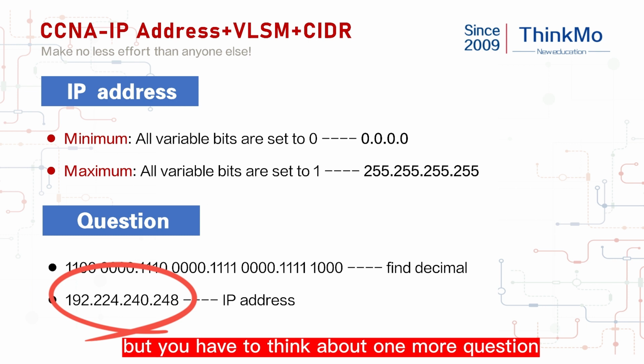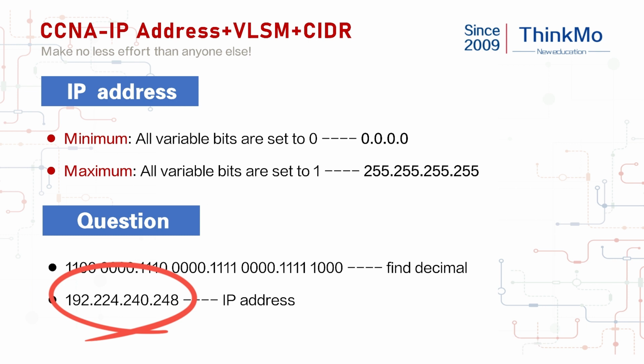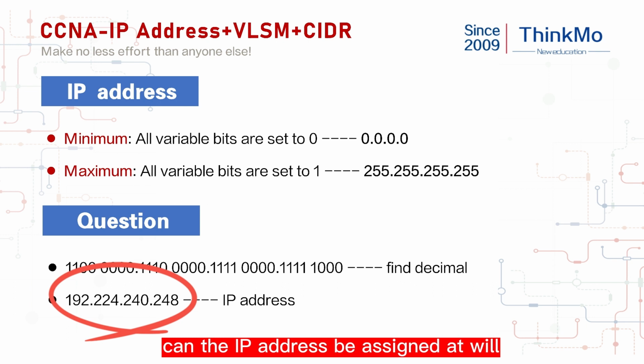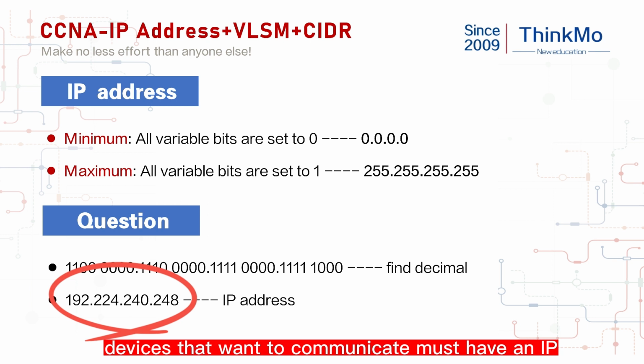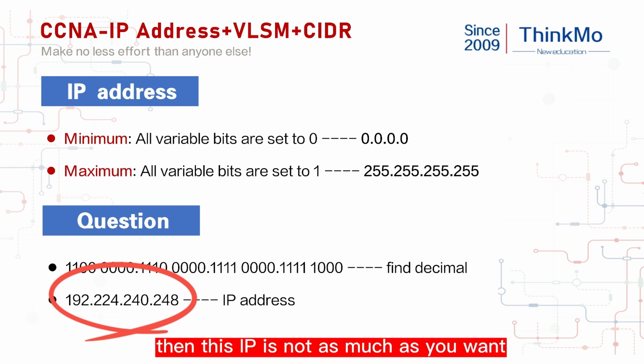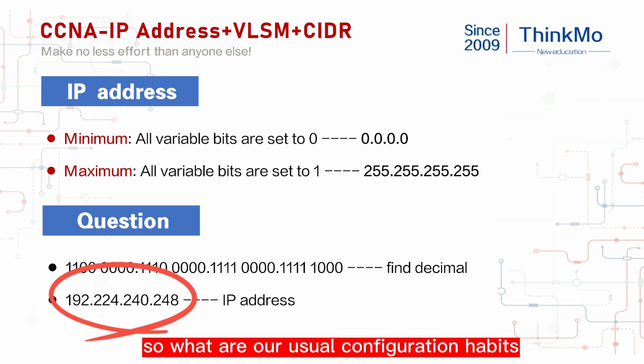But you have to think about one more question. That is, in the network, can the IP address be assigned at will? We all know that devices that want to communicate must have an IP. But this IP is not as arbitrary as you want. It is indeed an IP address, but it is not particularly in line with our configuration habits. So what are our usual configuration habits?